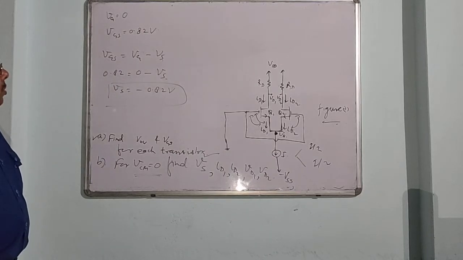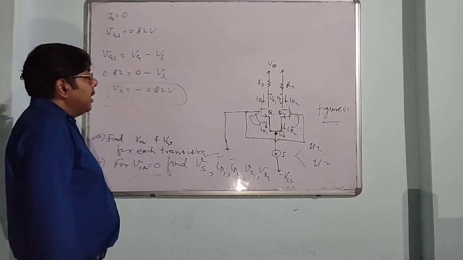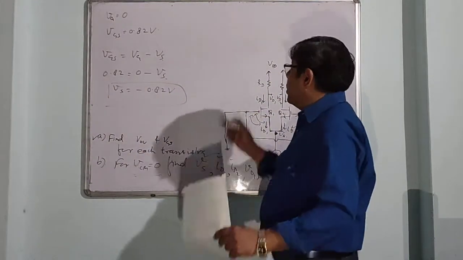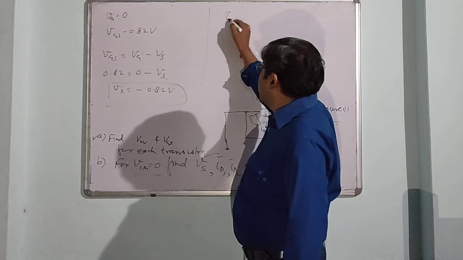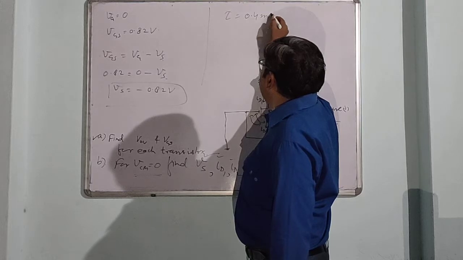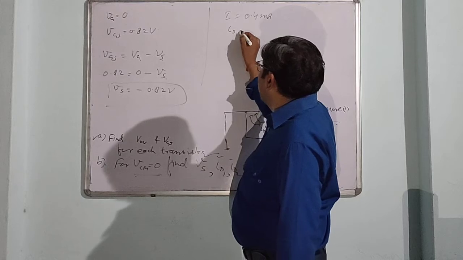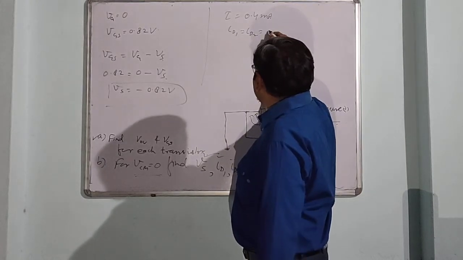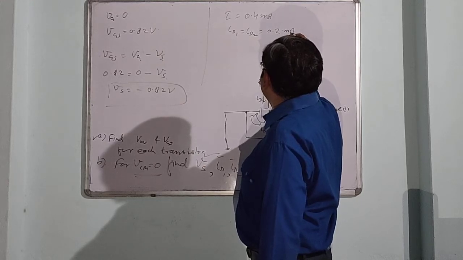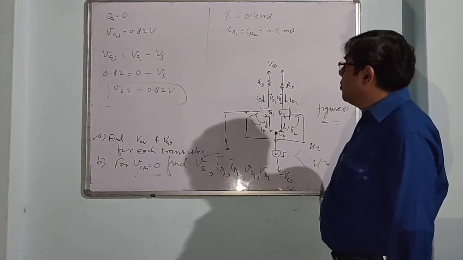Now you can calculate easily these two currents, ID1 and ID2. The current I is given as 0.4 milliamperes, and this is equally divided into two parts. So ID1 and ID2 are each 0.2 milliamperes. These are the two currents in the two drains.